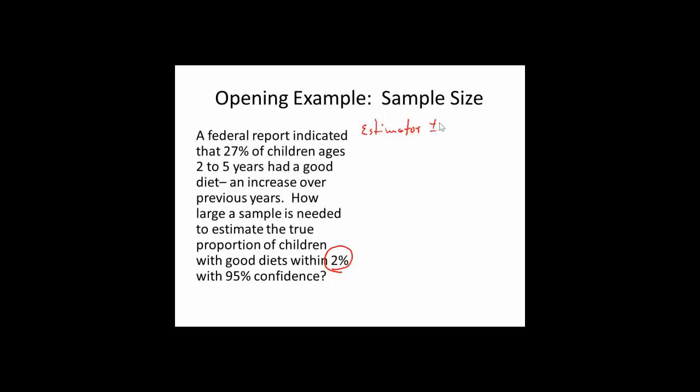Estimator plus or minus our margin of error. So notice that this 2% is what we want this error to be. So we want to go estimator plus or minus 0.02. That's what we want to have 95% accuracy. So since we're dealing with proportions, remember this is going to be p hat plus or minus z alpha over 2 times the square root of p hat (1 minus p hat) divided by n.